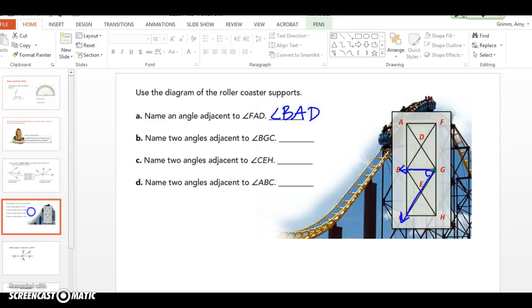All right, let's try again. HGE. Okay, so let me try that one. Here is H, here is G, and here is E. Do they share that one? Yes, that one would work. So we're going to write down angle HGE. It tells us to come up with one more. Do we see another one?